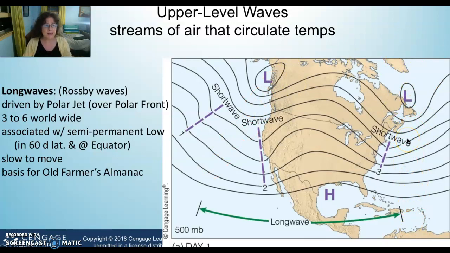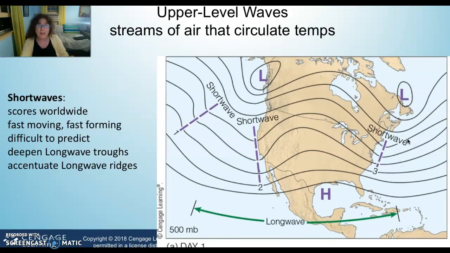Pretty easy to understand. They're very slow to move, and they are actually the foundation for the Farmer's Almanac. When you look at the Farmer's Almanac predictions, they're based on the long waves in the atmosphere, because they can do that a year in advance. They move that slowly. On the other hand, short waves, there are scores of them across the world at any given time. They're quick, they move fast, sometimes within 12 to 24 hours, and they are hard to predict.